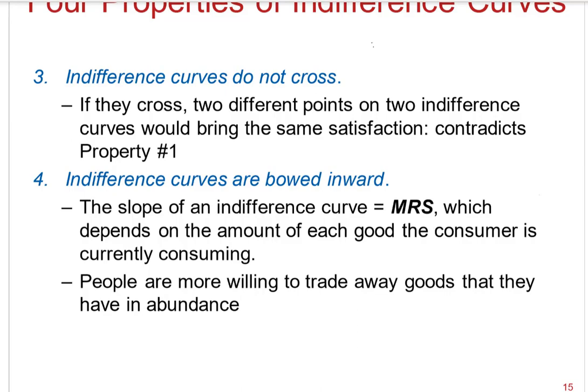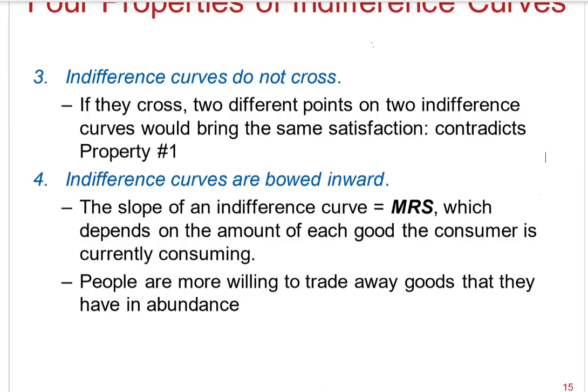Now, number 4, indifference curves are bowed inwards. Now, this is also a nice property. It reflects something that we usually have in real life, opportunity costs. Yeah, it reflects opportunity costs. So with the bowed inwards case, depending on how much of a product you have, your willingness to trade it with other goods will change.